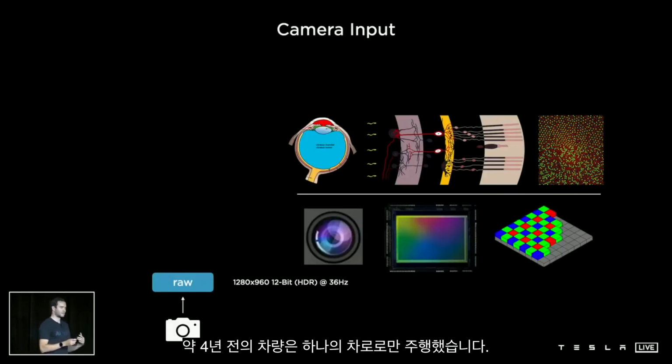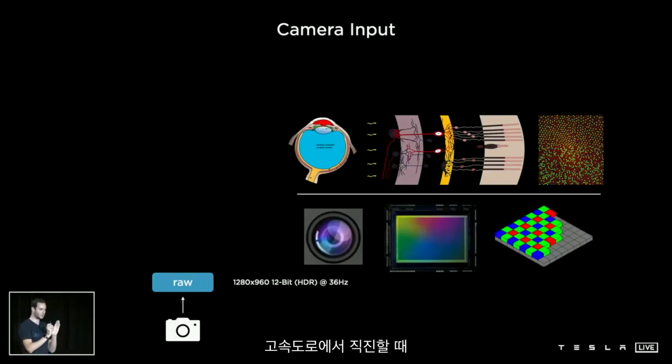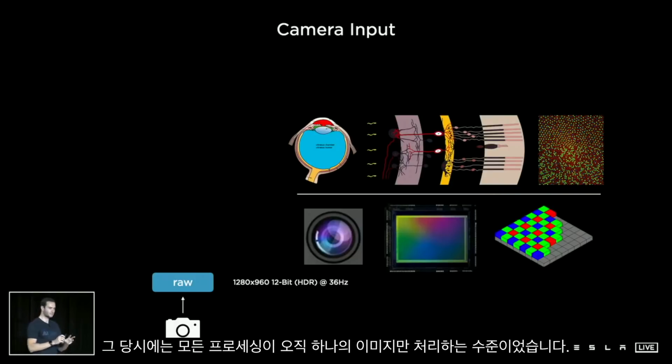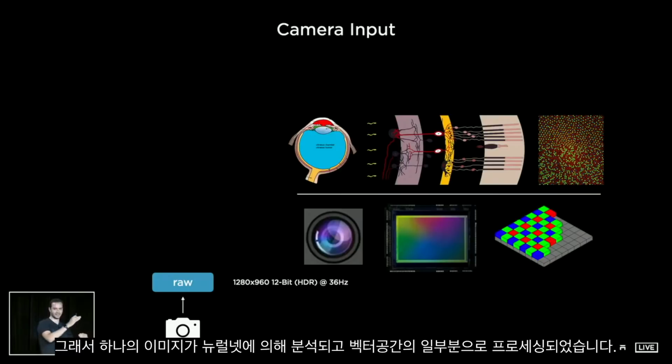So roughly 4 years ago, the car was mostly driving in a single lane, going forward on the highway. And so it had to keep lane, and it had to keep distance away from the car in front of us. And at that time, all of processing was only on individual image level. So a single image has to be analyzed by a neural net and make little pieces of the vector space.